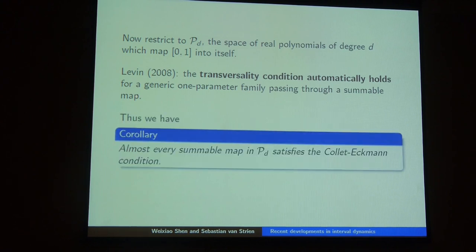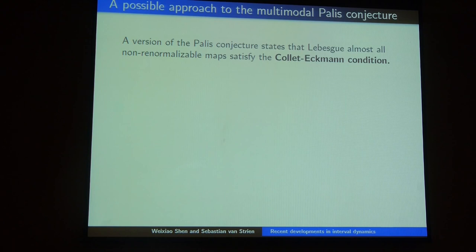So this means the theorem has this corollary. In PD, in the space of degree D real polynomials, almost every summable map satisfies the quadratic Collet-Eckmann condition. So this somewhat supports that a strong version of Palis' conjecture might be correct. The strong version says that almost every non-hyperbolic map actually satisfies the quadratic Collet-Eckmann condition, not just having an ACIM and being stochastically stable, but even satisfying a stronger geometric condition. But so far, this method, the real method, doesn't allow us to prove the Palis conjecture.